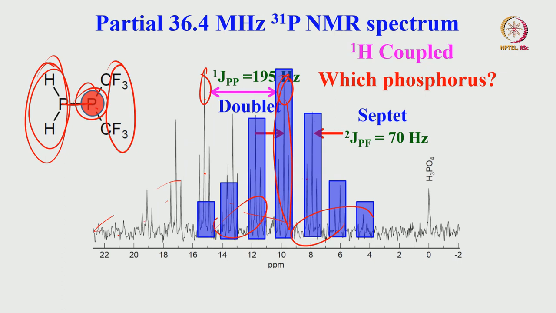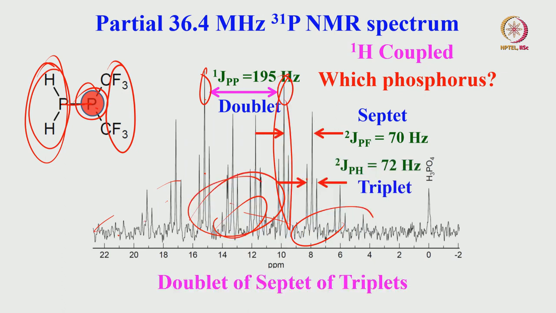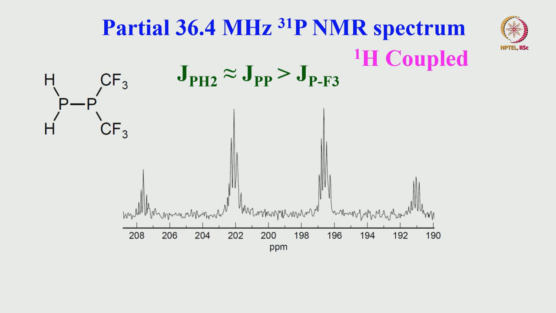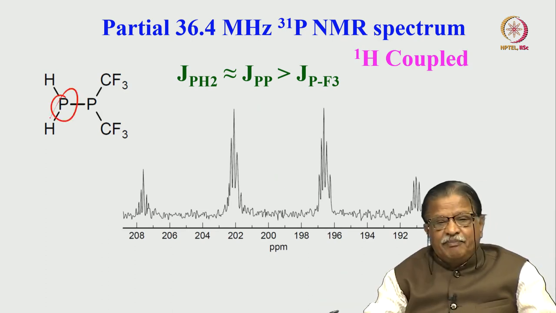There are two such septet of triplets, some of the lines are overlapped here, and the total pattern is a doublet of septet of triplets. Very easily you can do that. Now, this is the next spectrum. Obviously, this is the pattern.